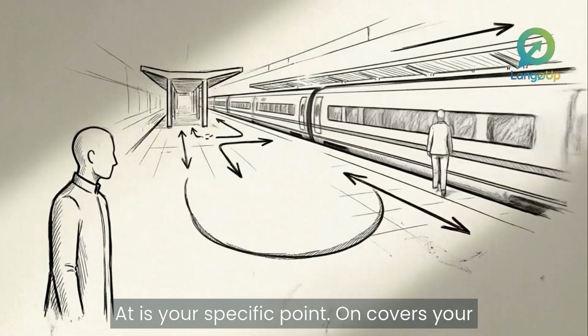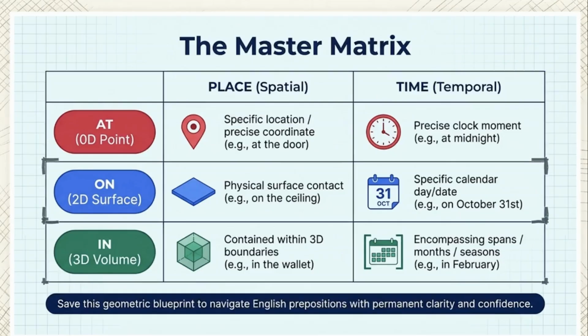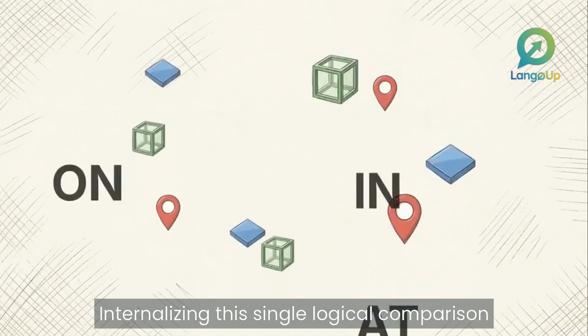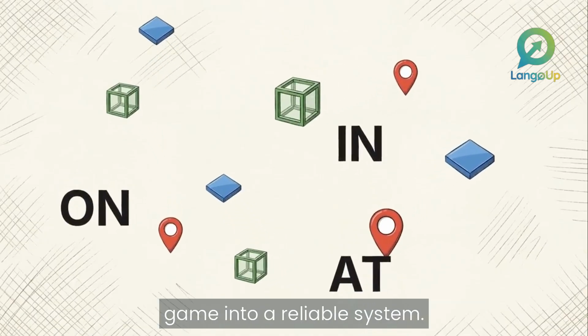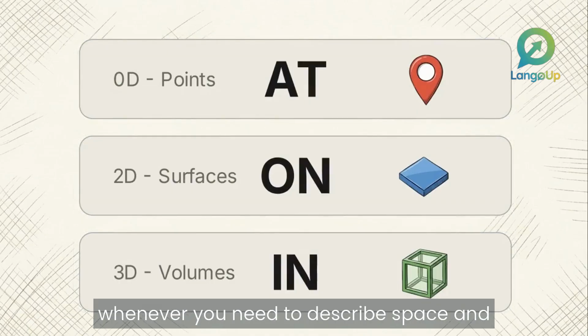At is your specific point. On covers your surfaces and calendar days. And in handles your enclosed volumes and longer periods of time. Internalizing this single logical comparison transforms these words from a guessing game into a reliable system. You now have a clear geometric guide for whenever you need to describe space and time in English.